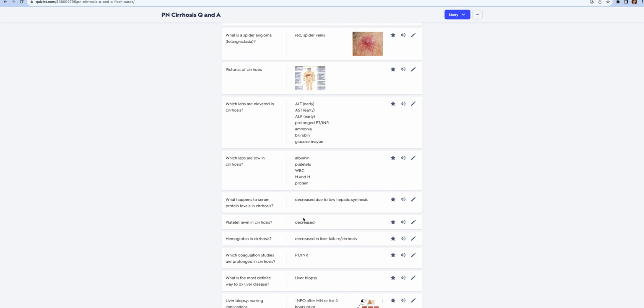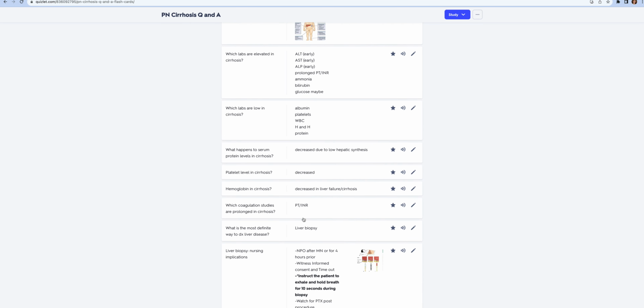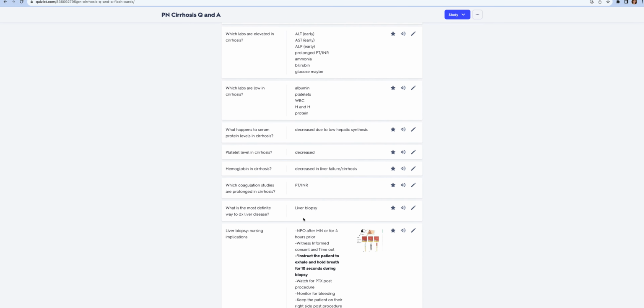Okay, so the protein levels are decreased. All right. Liver biopsy. This is the most definitive way to diagnose liver disease.